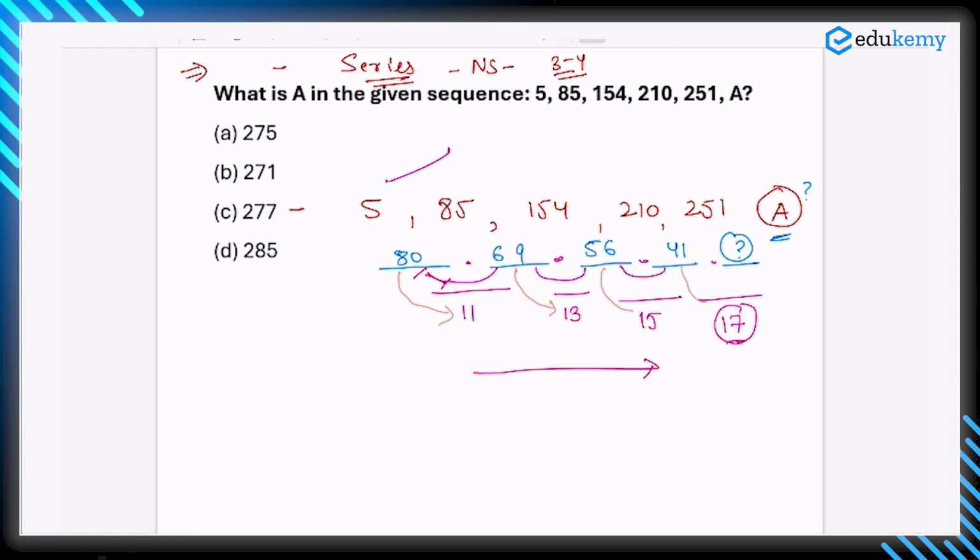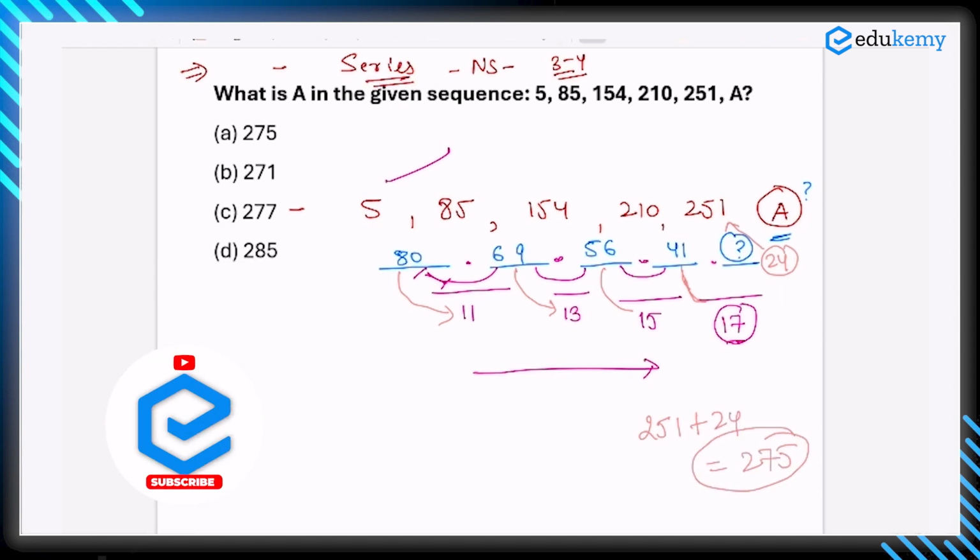And 41 minus 17 will give us 24. Then this 24 will be added to 251. So 251 plus 24 should be 275. The answer of this question will be 275.